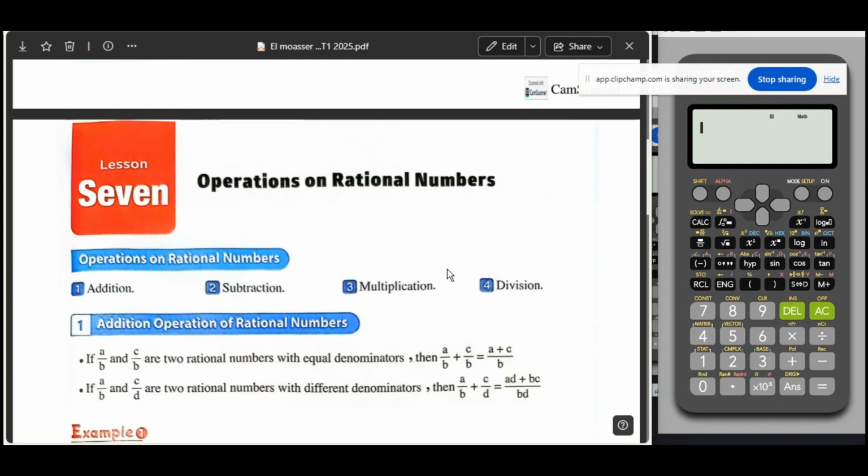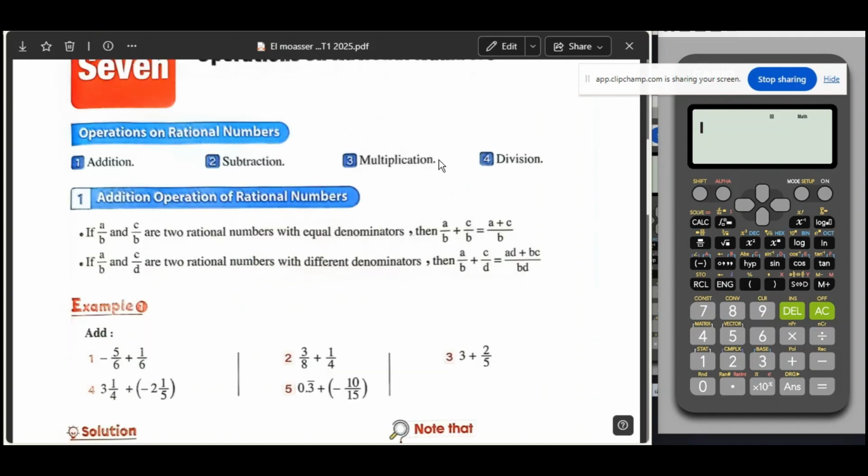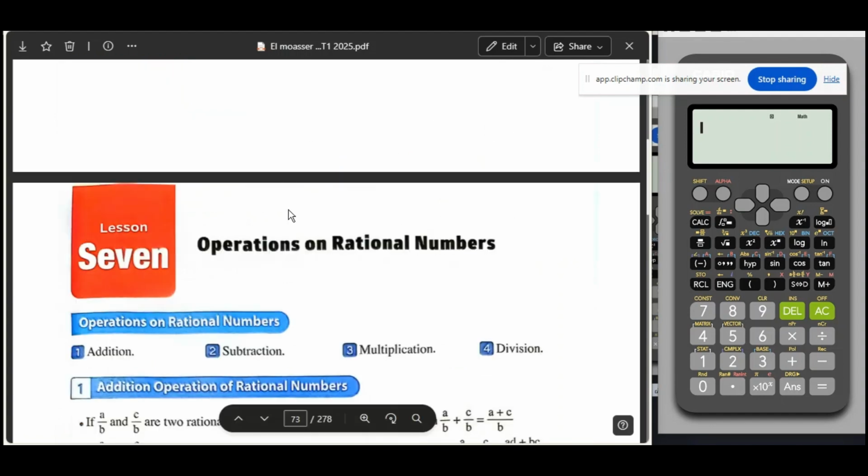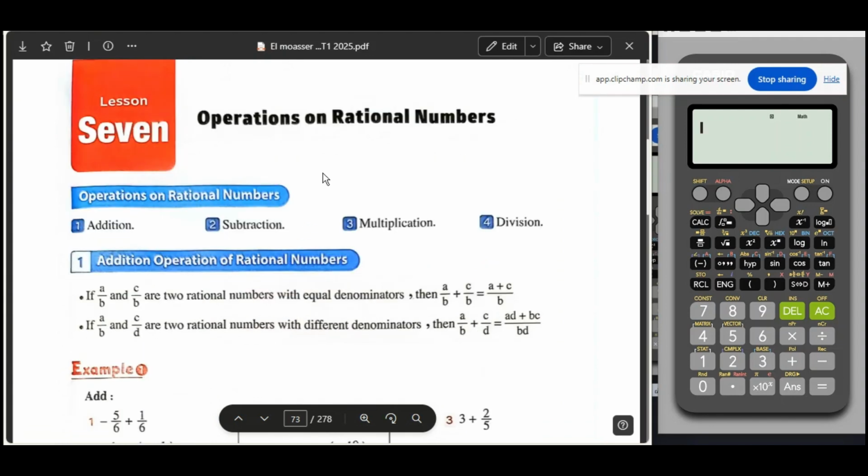In the previous lesson, lesson 6, we took addition, subtraction, division, and multiplication. We do the same on rational numbers. Okay. So let's get started and let's do it. So we got here lesson 7, operations on rational numbers.